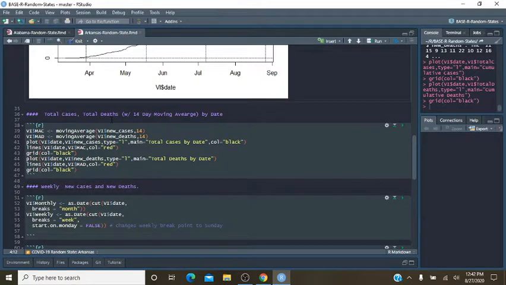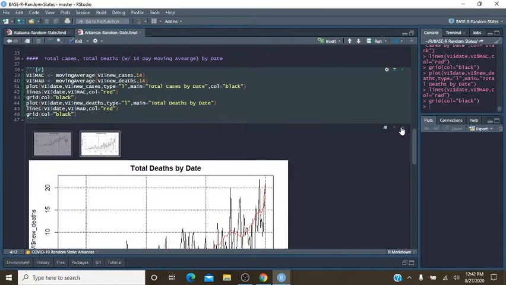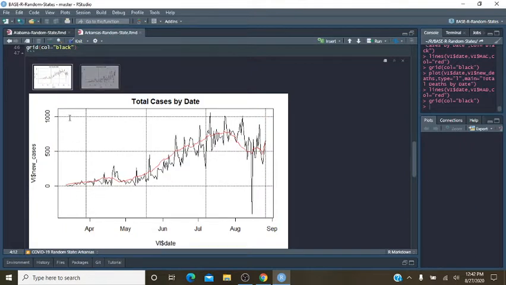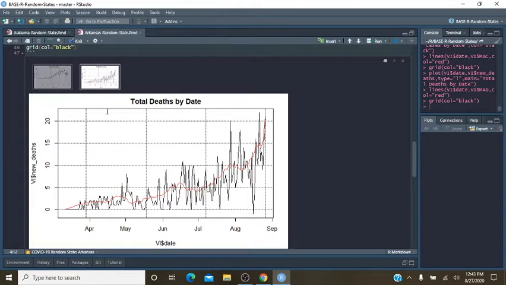Total cases, total deaths, with a red line meaning the 14-day moving average. Well, the good news is there is some decline in cases, both in terms of the actual reported numbers and the 14-day average. Now, how we can have negative cases, I'm not really sure. Okay, but unfortunately, we look at the deaths by date.